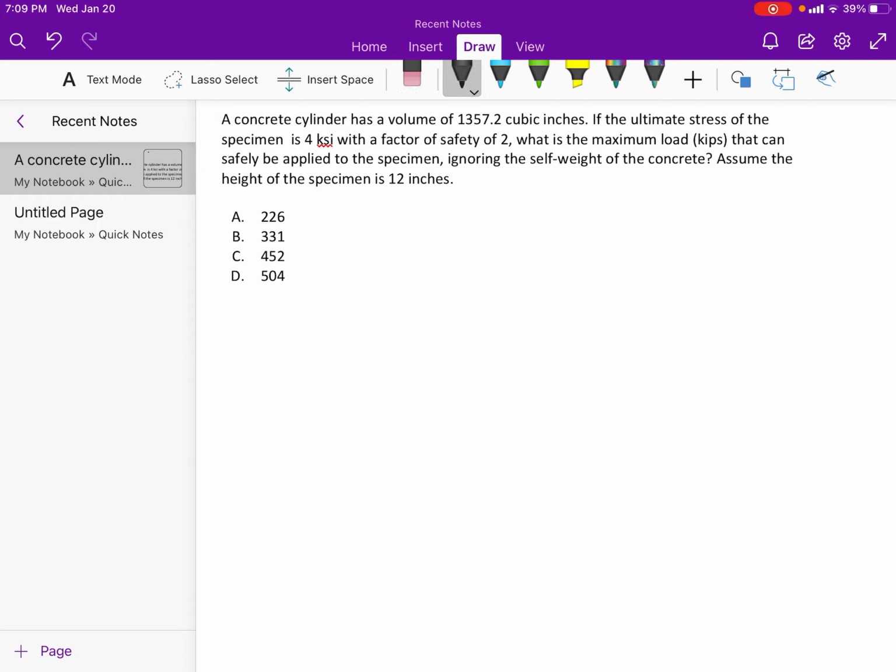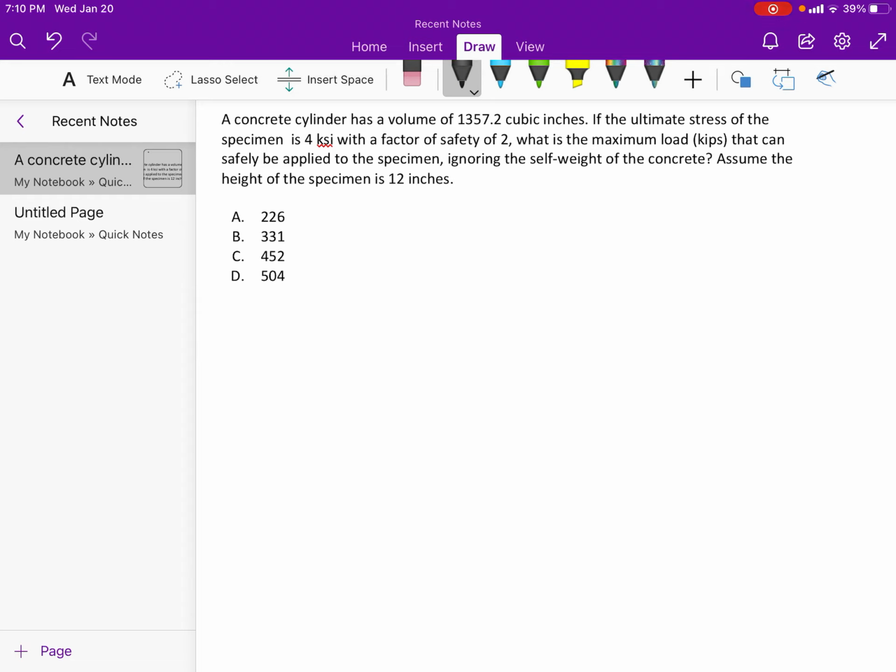A concrete cylinder has a volume of 1,357.2 cubic inches. If the ultimate stress of the specimen is 4 ksi with a factor of safety of 2, what is the maximum loading in kips that can safely be applied to the specimen, ignoring the self-weight of the concrete? Assume the height of the specimen is 12 inches.